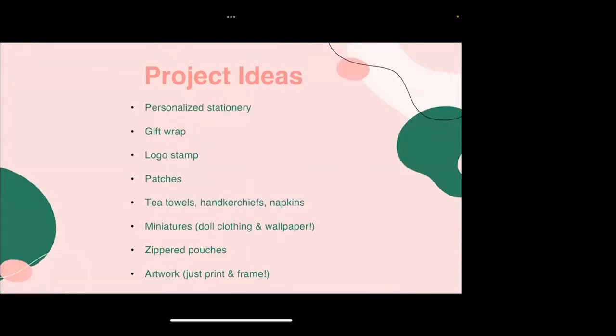So here are some easy project ideas for everyone. You can make your own stationery with your own personalized stamps or logos. You can make gift wrap, patches, things to repair your clothing with. As small pieces of fabric can be tea towels, handkerchiefs, or napkins. I think block printing is great for miniatures if you want to create a very small design for dolls, for example, or doll houses. You can make a zippered pouch or a coin purse, or you can just make simple artwork on paper. It's really up to you. There's no limit, just your imagination.